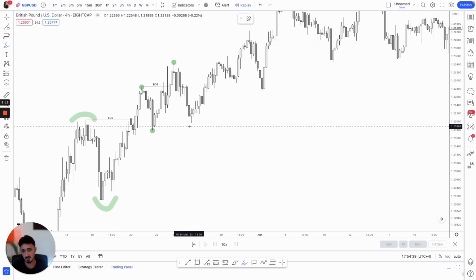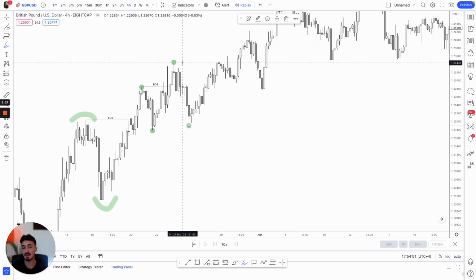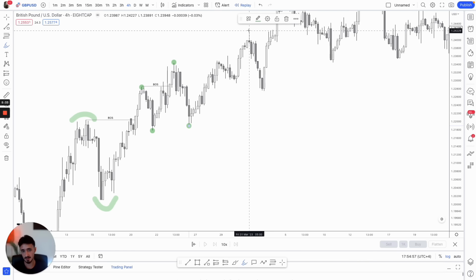Price reverses, puts in a new higher low, comes up, doesn't put in a higher high because it only breaks with a wick. For a break of structure, we need to see a break and close with a body. And this is only a wick, so this is not a high. Then we see price does this, and then this is our high, and then we pull back again.